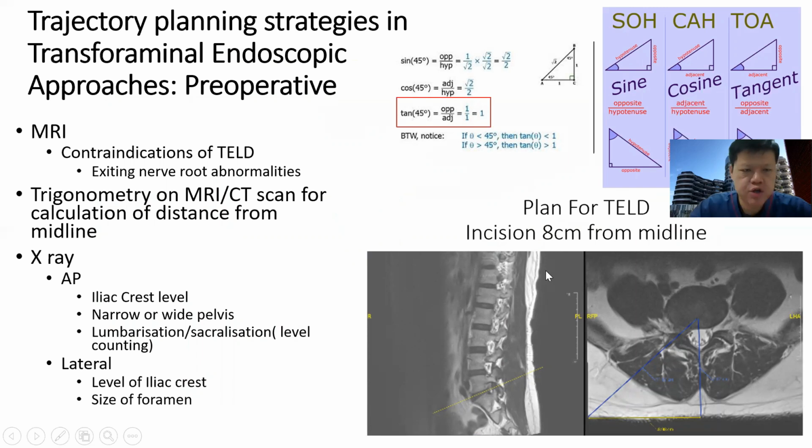We first analyze patients who have an L5S1 prolapsed disc on the MRI and look for any contraindication for the transforaminal approach, such as exiting nerve root abnormality, using trigonometry, especially the tangent, to calculate the distance from the midline for the approach. Using the AP and lateral views, we look out for the iliac crest level, pelvis size, and, for level counting, lumbarization or sacralization. On the lateral view, we'll also look at the size of the foramen and the level of the iliac crest. And you can see here, I used trigonometry and calculated about ACM for the case I'm going to present later.